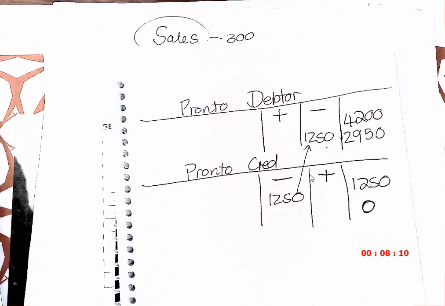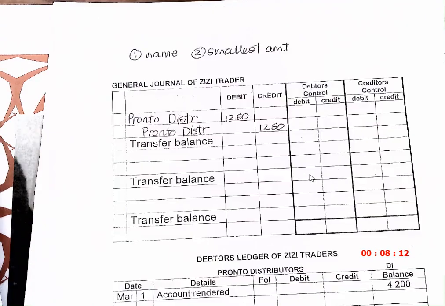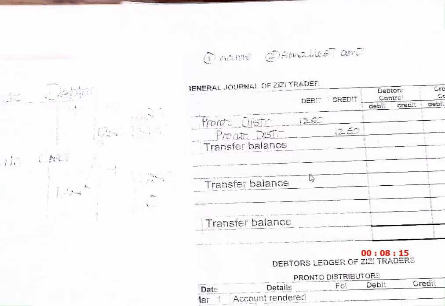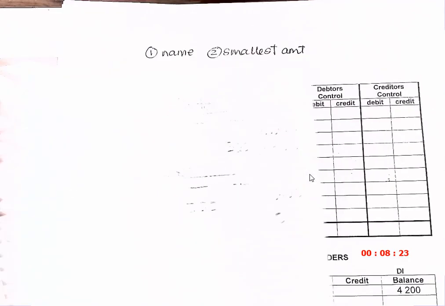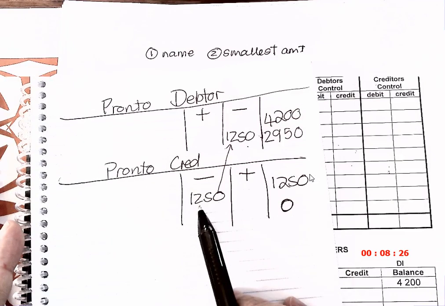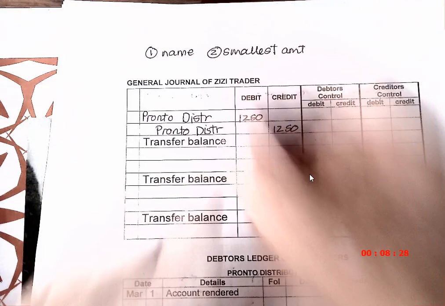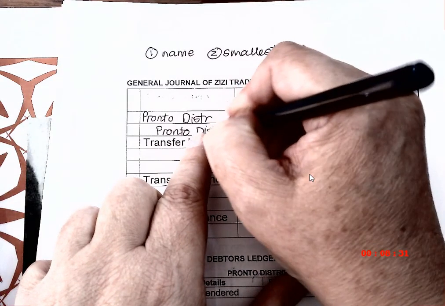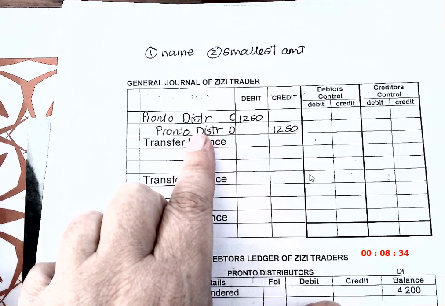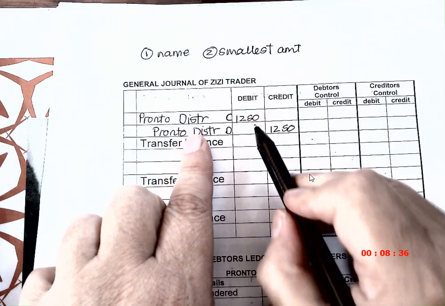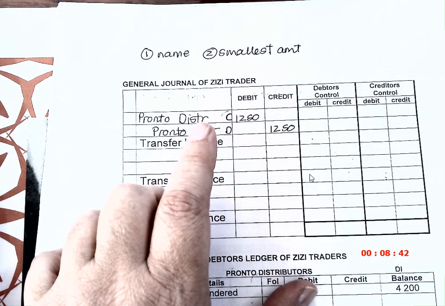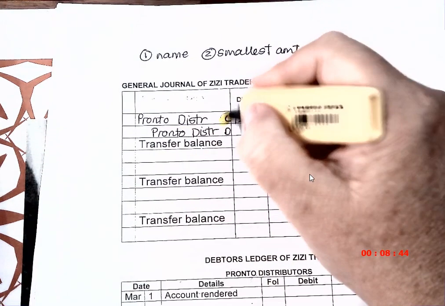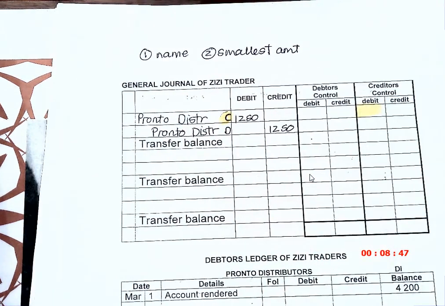Okay. So if I go here, which one did I debit? Can you see I debited Pronto the creditor? So I'm writing there C and D, just so I don't get confused. So I'm going to say Pronto the creditor. Can you see it says creditor? So I need to go to the creditors control.